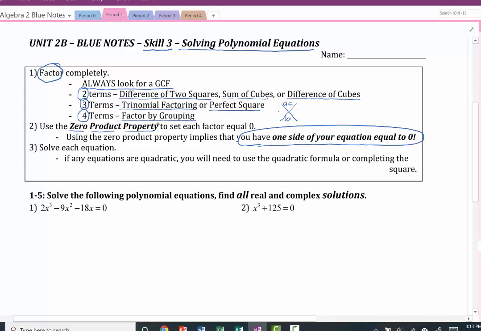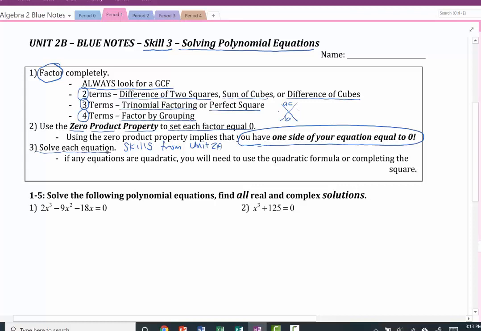This was something that we had covered in the Skill 5 outline from Unit 2A, which I invite you to look back at, as it went more into detail on the zero product property then. But again, to use the zero product property means one side of your equation has to equal 0 in order for that to work. So once you've set each factor to 0, you basically have these really simple equations to solve, and then you just solve each equation.